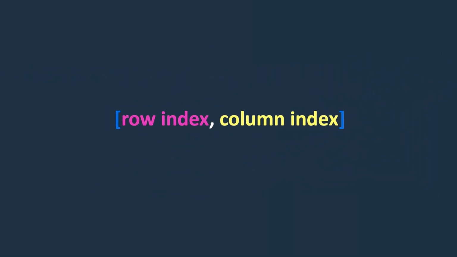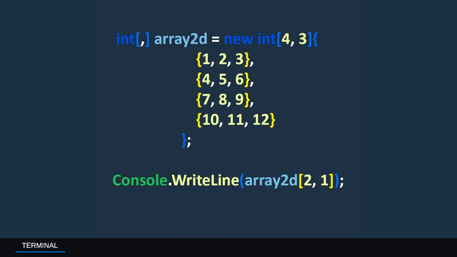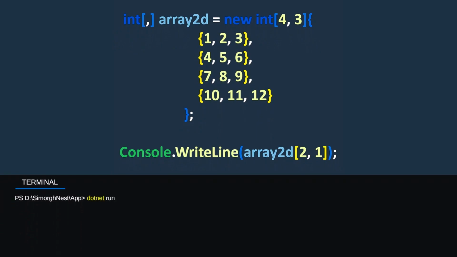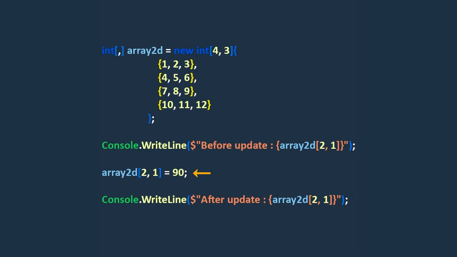Alright, we can access each element by the index number of row and column like this. For instance, this statement accesses the value of the element in the third row and second column of the array. As you can see, it returns 8. Also, we can update each of these elements by assigning a value to them, like this example.